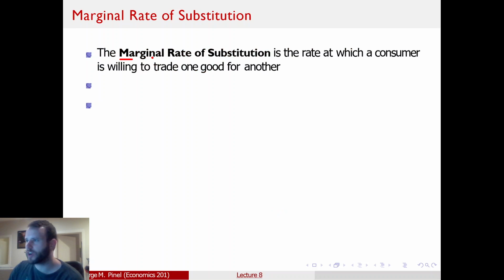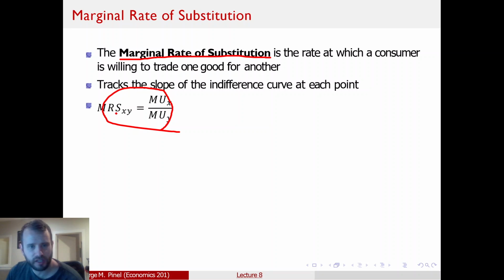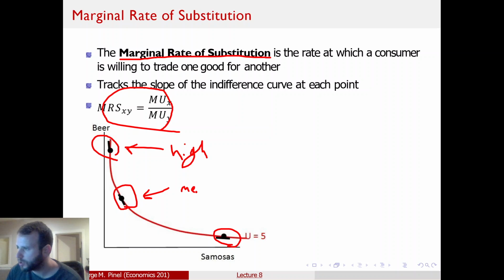Okay, so this marginal rate of substitution is the rate at which a consumer is willing to trade one good for another. It's given by the slope of the indifference curve at each point, or, I said it backwards, the ratio of the x-axis good over the y-axis good. Okay. So here I have a little slope of this black line. Here I have a little slope of this black line. Here I have a little slope of this black line. So the marginal rate of substitution is going to be very high here. High, medium, low, right? Because this has a high slope. This has a medium slope. This has a low slope.